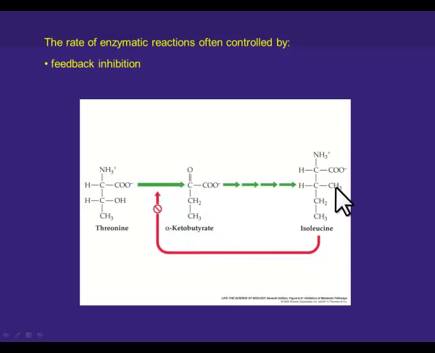So for example, an accumulation of isoleucine can cause this early step, where threonine is used to form alpha-ketobutyrate, to be inhibited. So this is one way of making sure that once there's enough isoleucine being made, its synthesis is discontinued, and it's discontinued at an early stage so that there isn't a lot of energy wasted in the synthesis of isoleucine that's not needed.